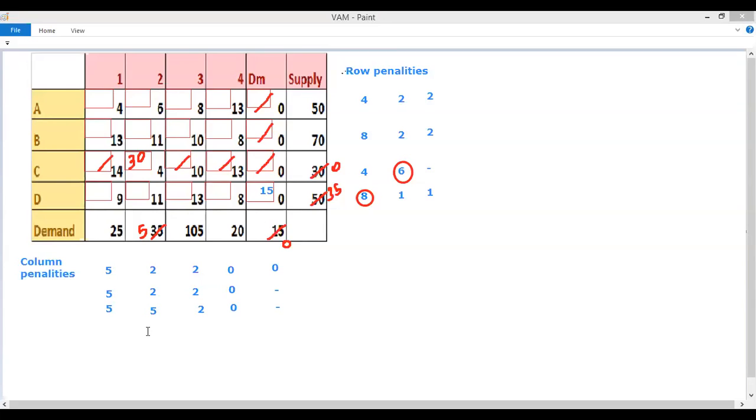Whenever there is a tie in the maximum penalty, we have to choose a cell that has the minimum cost value. So in these two, which cell has the minimum cost value? This particular cell, the cost of this cell is 4. Yes, right, the cost of this cell is 4. This is the minimum cost value in these two columns. So choose this cell for allocation.